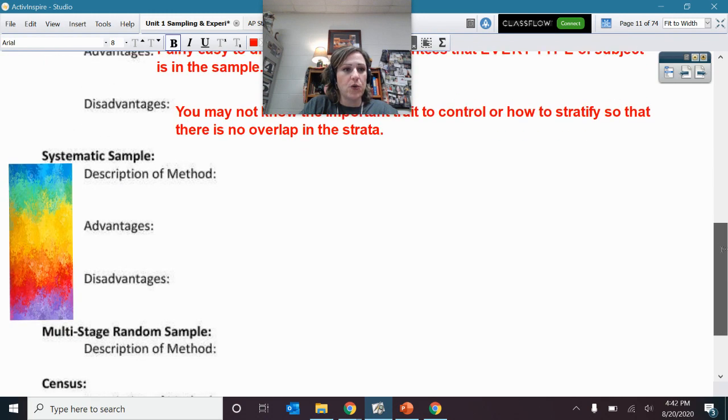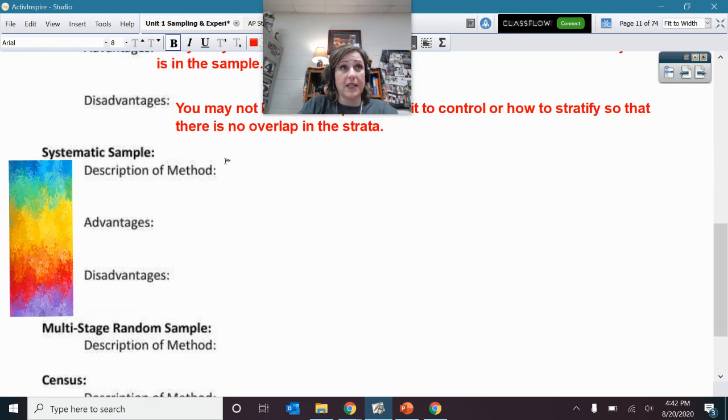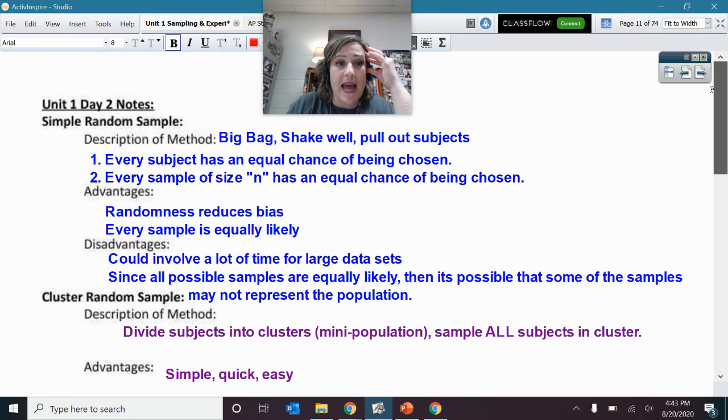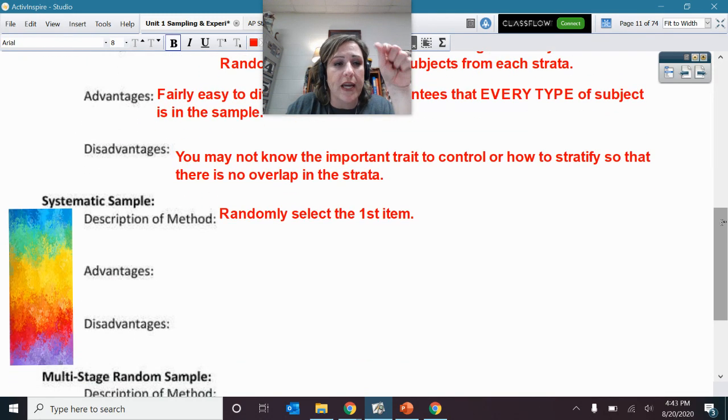Now, let's go on to systematic sampling. So let's see what happened with our random rectangles with our systematic sampling. The randomness comes in here: we randomly select the first item. And this reminds me, we needed to make sure that there was randomness happening in all of these sections. I'll come back to that. We're going to identify where was the randomness in each one of these sampling methods. So here, the first item was randomly selected.